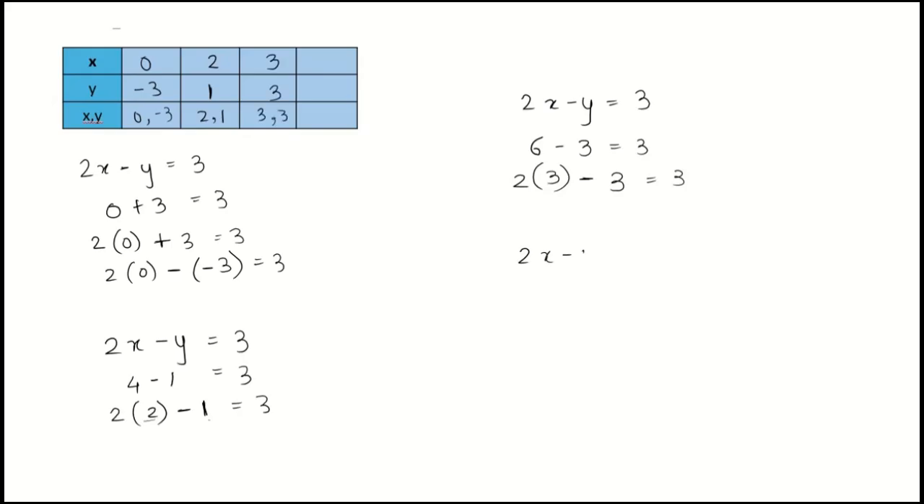One more point is remaining. 2x minus y is equal to 3. Possible points, if we write down 8 minus 5, that is also 3. Writing this in equation form, 2 into 4 will give us 8, and this minus 5 is equal to 3, which means we will get x as 4 and y as 5. X as 4 and y as 5. Here 4 comma 5.